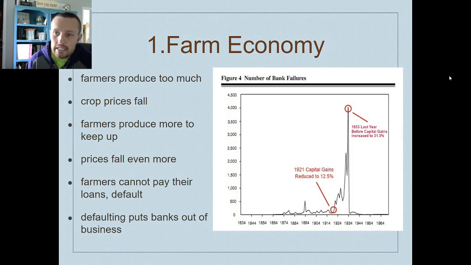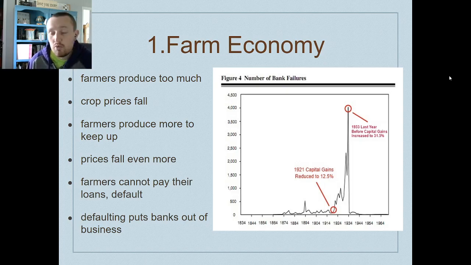And this will ironically cause even worse conditions for American farmers. So farmers will produce too much, crop prices will fall. And when we say fall, we mean bottom out for most of these farm products. Farmers will produce even more because of the demand to try to survive, and that will exacerbate the problem even more. And as a result of this, farmers cannot pay their loans, and they will default, which means they will go bankrupt. They will tell the bank, sorry, we ain't got no money.